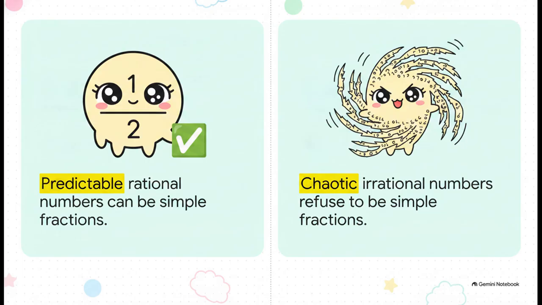And this brings us to a really fascinating divide in our number universe. On one side, we've got our rational numbers. As we just saw, these are neat, they're predictable, and they can always be tamed into a simple fraction. But, on the other side, we have the chaotic rebels of the math world, irrational numbers. These are numbers that absolutely refuse to be written as a simple fraction. They are decimals that just keep going on forever and ever without ever forming any sort of recurring pattern.